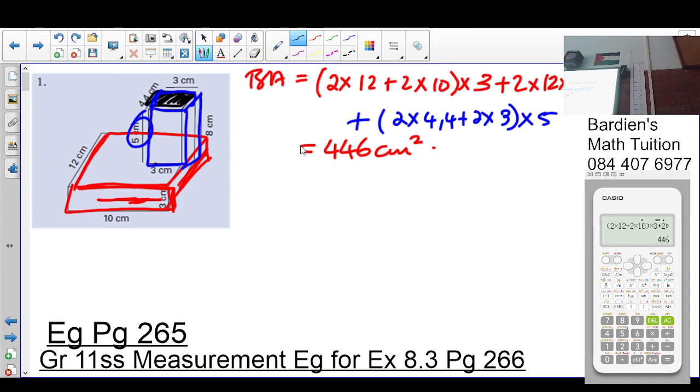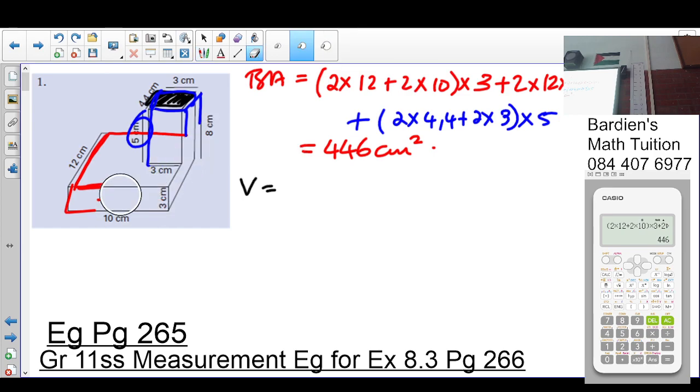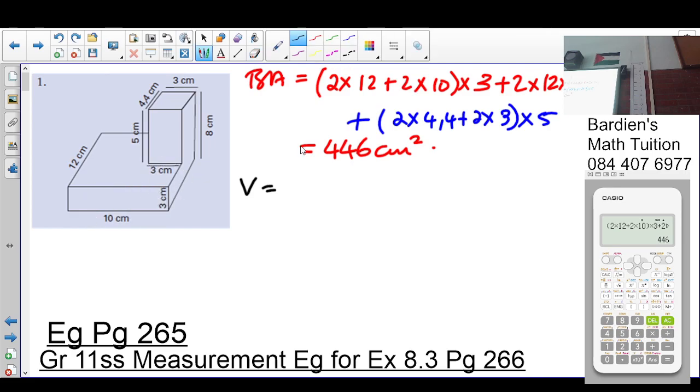The next question asks you to calculate the volume. How do you calculate the volume of the shape? Firstly, it's going to be made up of two shapes. One of a rectangular prism in the base. Okay, and one is a rectangular prism, the one that's standing up straight. So I must calculate the volume of the individual pieces and then add it together. So let's look at the volume of the base first.